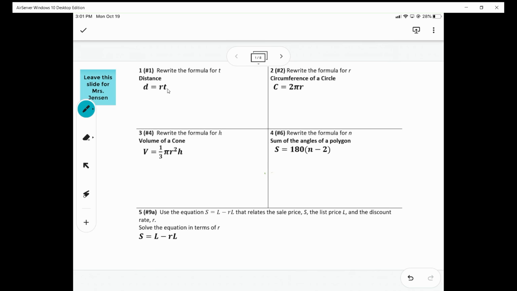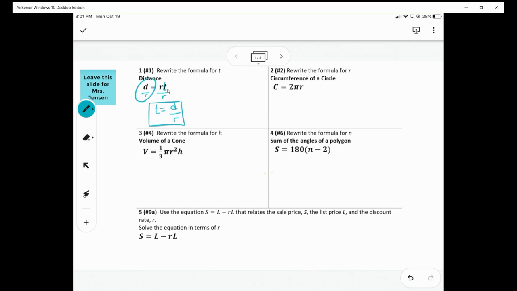So right now, to the variable t, we're multiplying it times r, so we want to divide both sides by r. And there's the answer. So t equals d divided by r. Let's do a similar one.